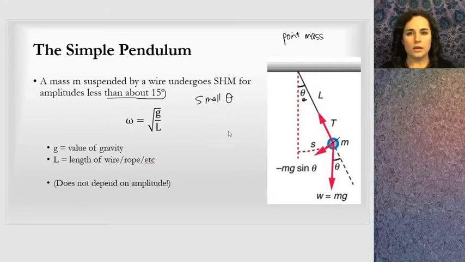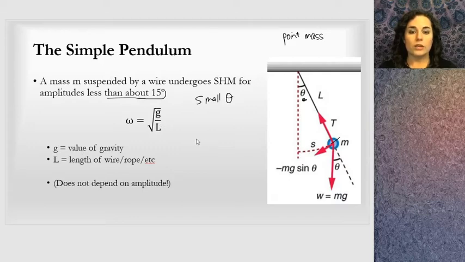The archetypical example of this is a grandfather clock. It just swings back and forth and back and forth. And you can imagine in the grandfather clock that it doesn't swing very far. That angle is small. It depends on the value of gravity, g is in there, and the length of the wire.